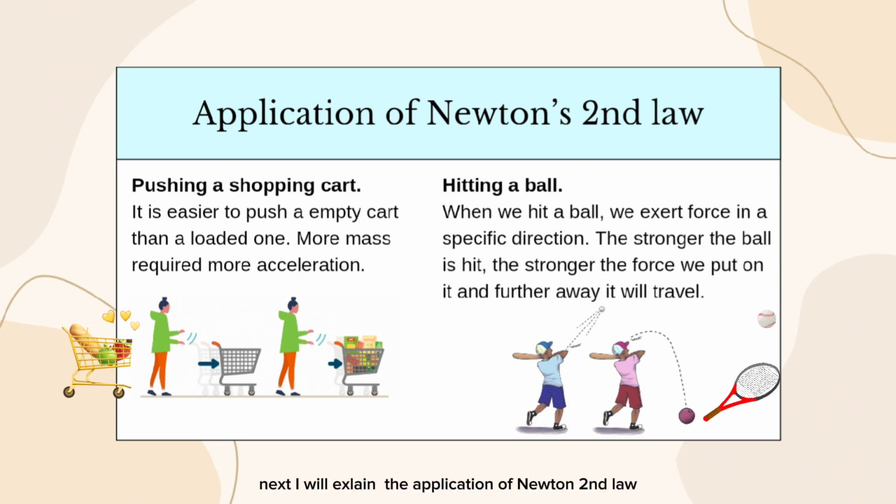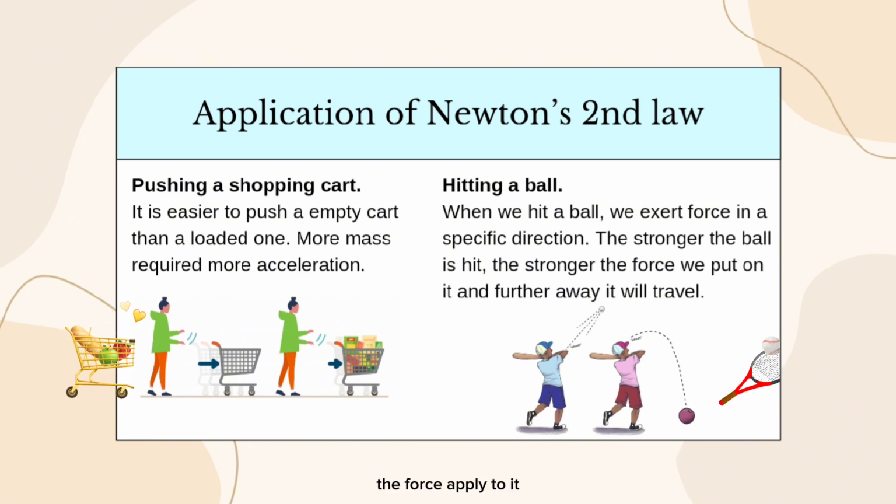Next, I will explain the application of Newton's second law. The first example is pushing a shopping cart. Pushing an empty shopping cart is easier than pushing a loaded shopping cart. This is because of the relation between the mass of the object, the force applied to it, and the acceleration produced. Since mass has an inverse relationship with acceleration, the loaded cart tends to move at a slower pace than an empty cart. The second example is hitting a ball.